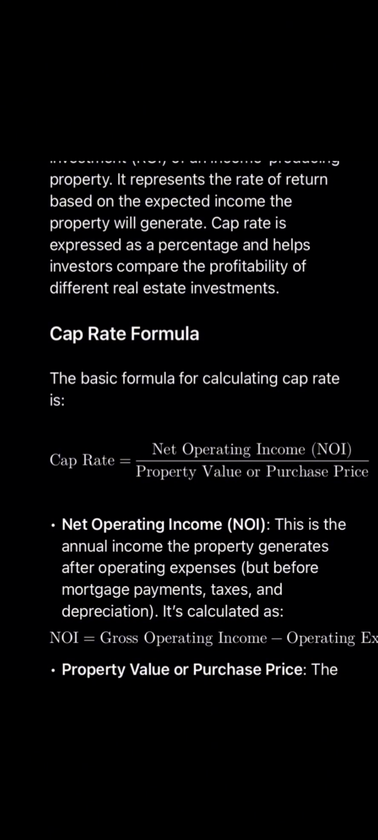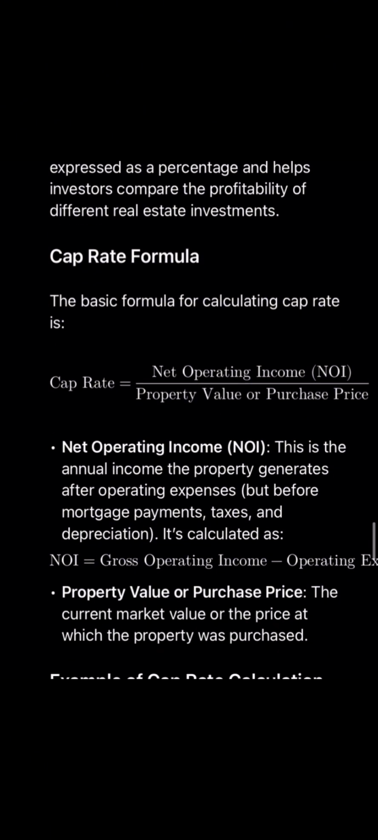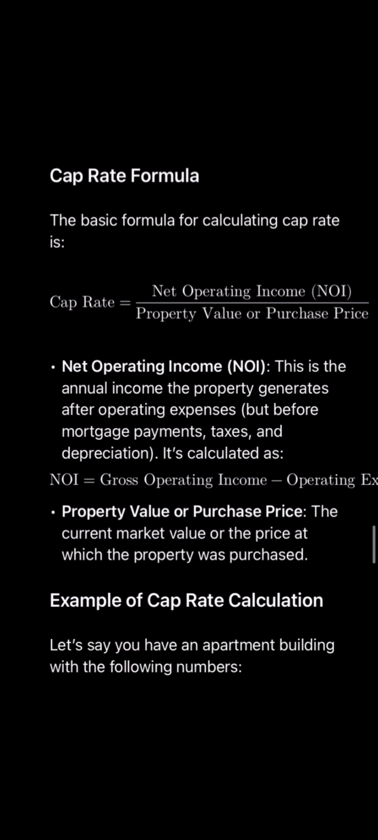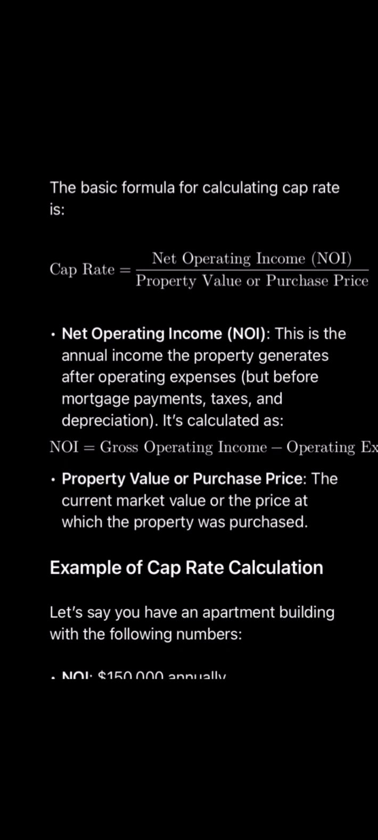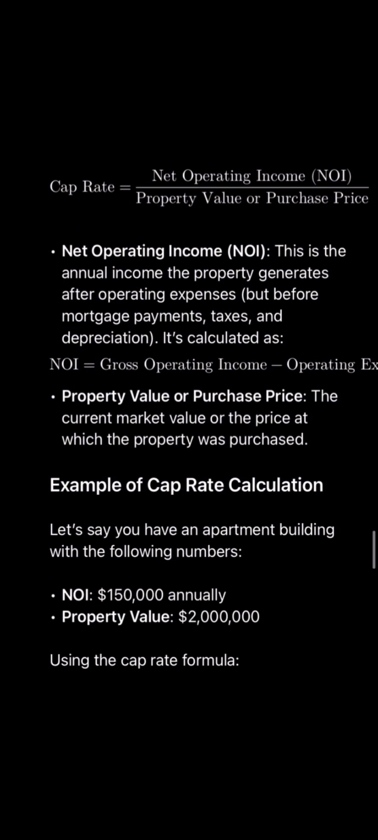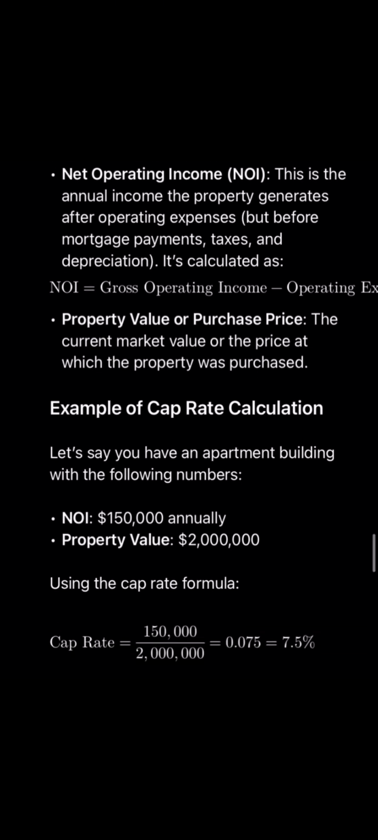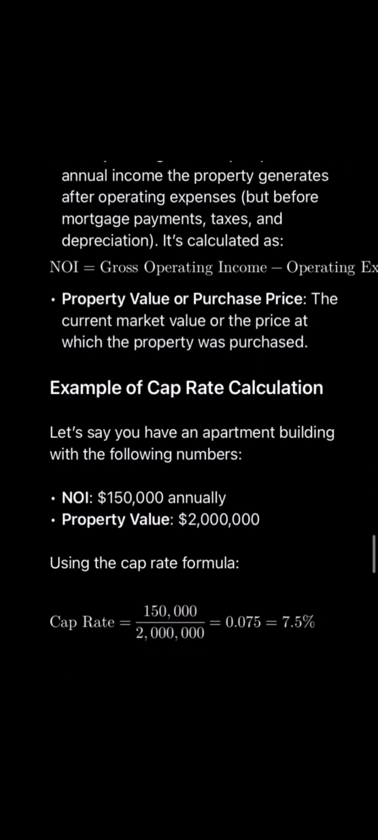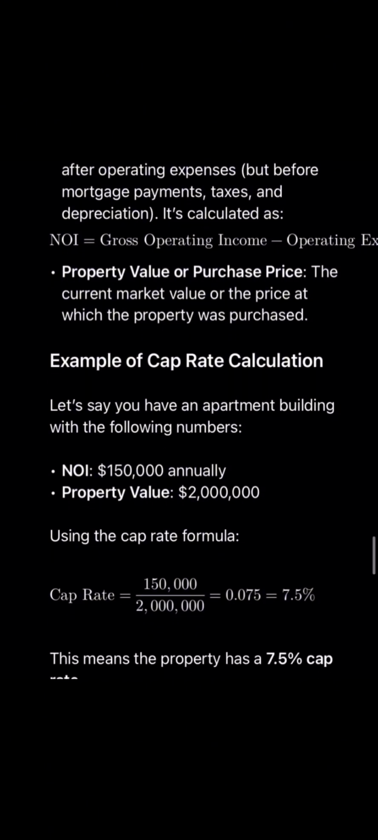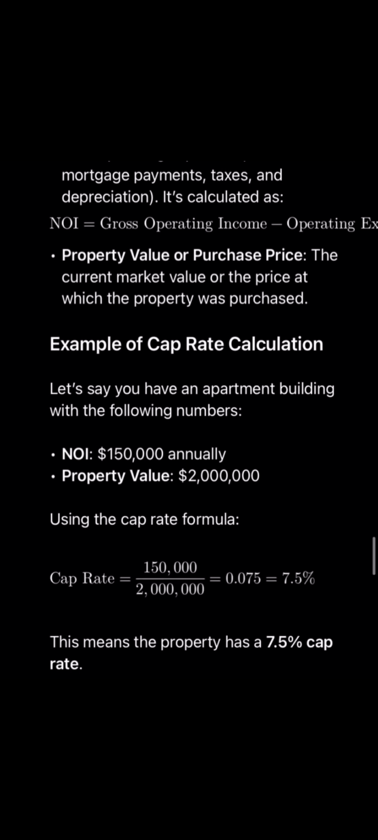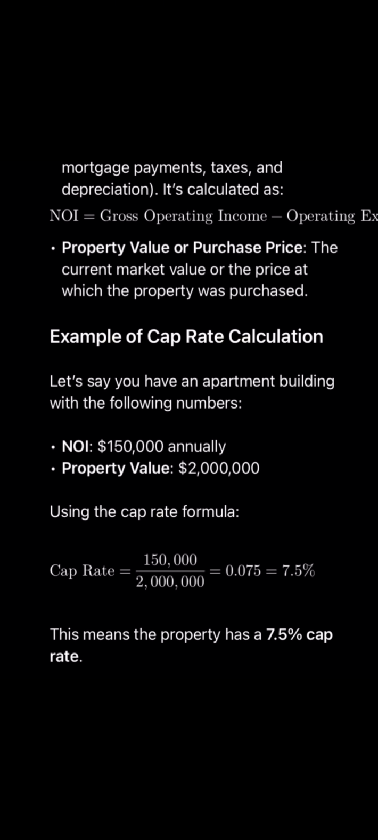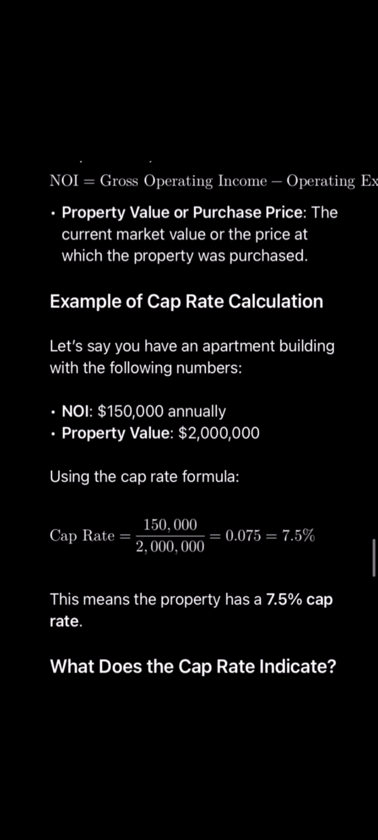Cap rate formula. The basic formula for calculating cap rate is: cap rate equals net operating income, NOI, divided by property value, or purchase price. Net operating income is the annual income the property generates after operating expenses, but before mortgage payments, taxes, and depreciation. It's calculated as gross operating income minus operating expenses. Property value or purchase price is the current market value or the price at which the property was purchased.